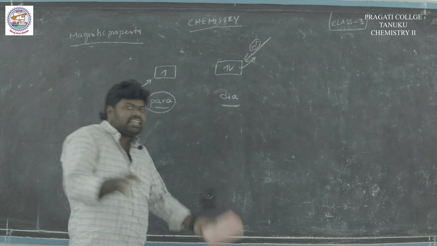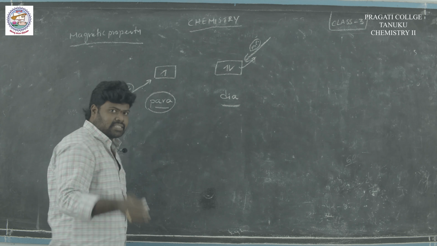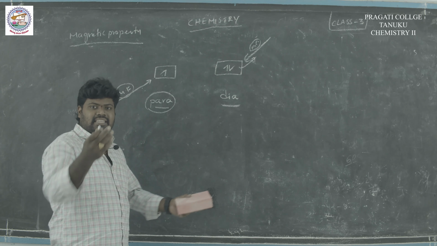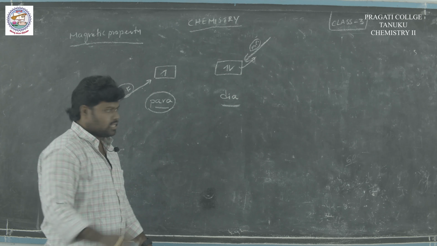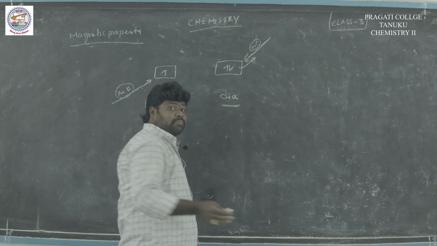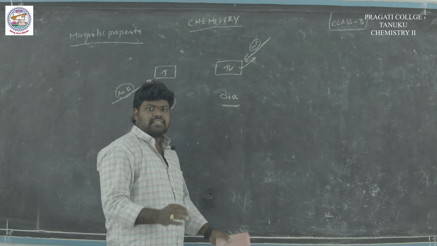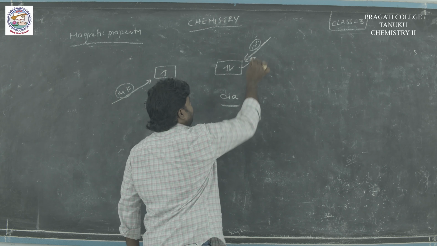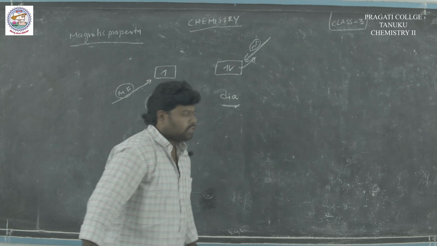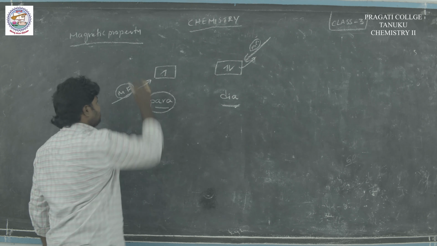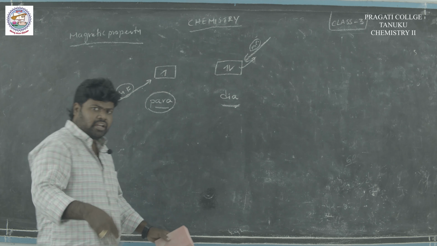A substance that contains unpaired electrons easily absorbs the magnetic field, and that substance exhibits paramagnetism. At the same time, a substance that contains paired electrons opposes the magnetic field, and that type of substance exhibits diamagnetism. Okay, then what is the meaning of transition elements?